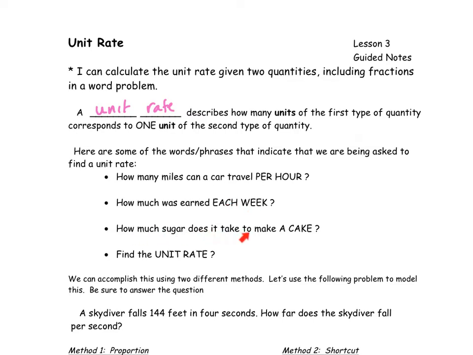How much sugar does it take to make a cake? A cake would infer 1 cake. And then simply they might just say find the unit rate. If they say unit, they're talking about 1. We can accomplish this using two different methods. So let's use the following problem to model this. Be sure to answer the question.